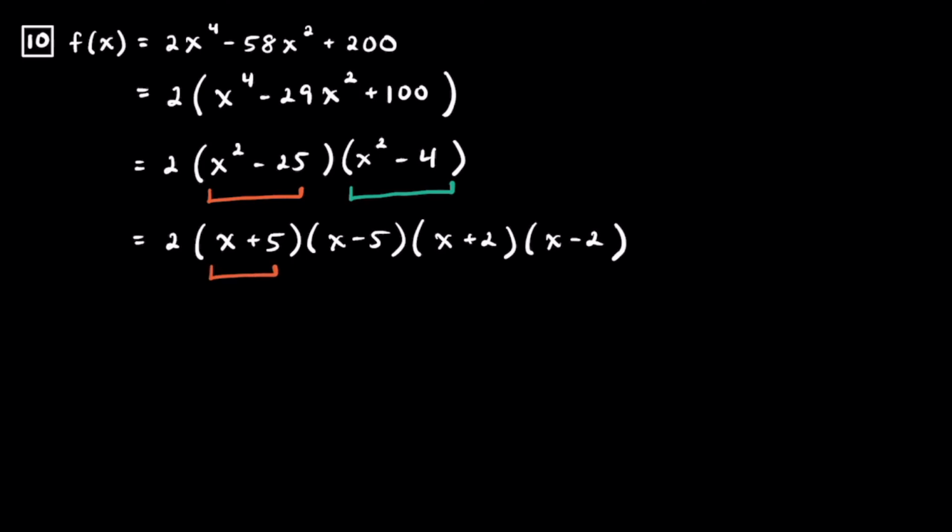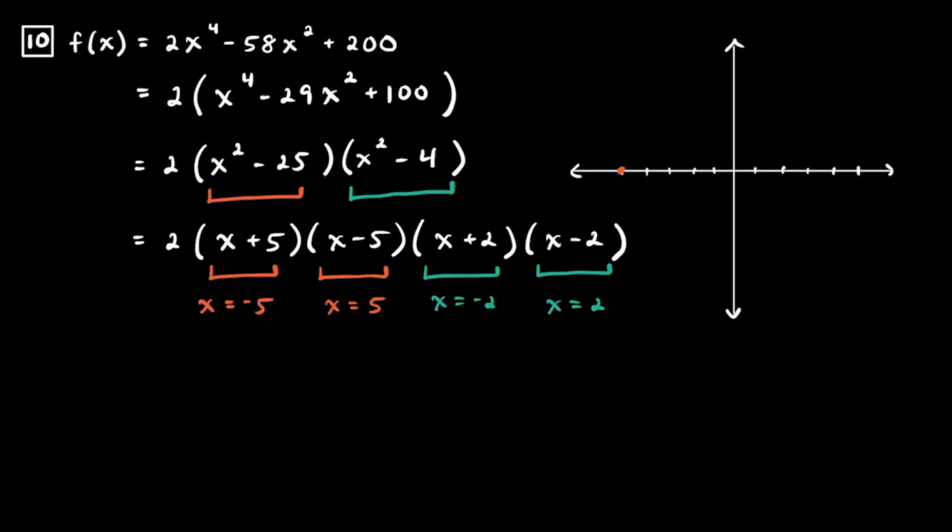From this term right here, we know we're going to have an x-intercept at x equals negative 5. Over here, we'll have another x-intercept at x equals positive 5. Over here, we have an x-intercept of x equals negative 2. And our final x-intercept is going to be x equals positive 2. For intercepts, we have this negative 5. We have a positive 5 over here. And then we're going to have a negative 2 and a positive 2.